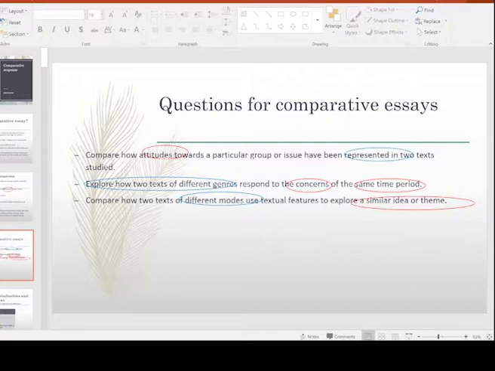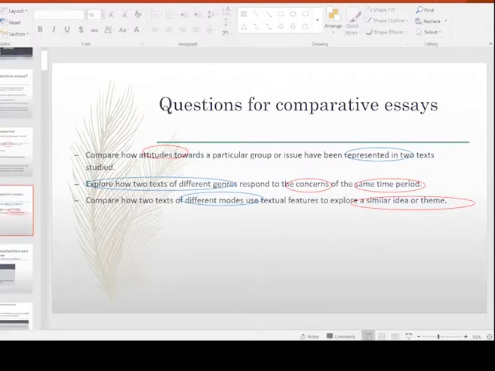And then the last one from another exam: compare how two texts of different modes use textual features to explore a similar idea or theme. So these questions are all pretty much asking the same thing. So two different modes. So mode is how the text is conveyed. So a film is a visual and an audio mode, and a narrative is a language mode text. So if you're doing a picture book, it's obviously visual and language as well, but a film is visual, language, and audio. So it combines three different modes to get its ideas across. But then you would find two texts with similar ideas or themes.